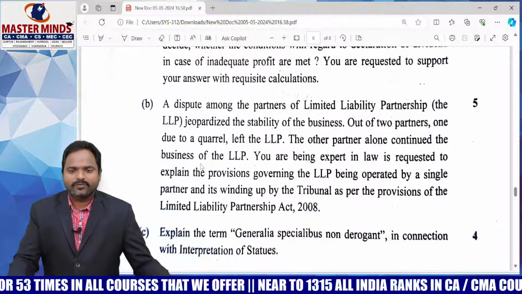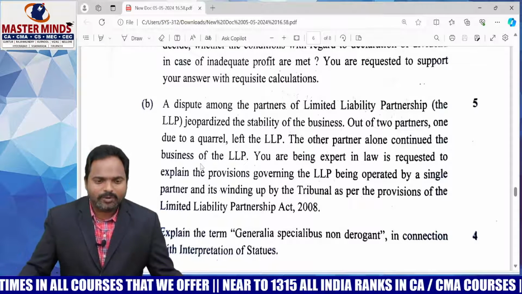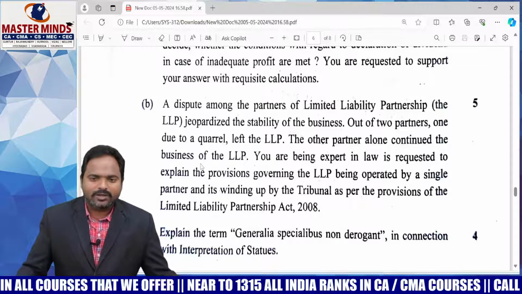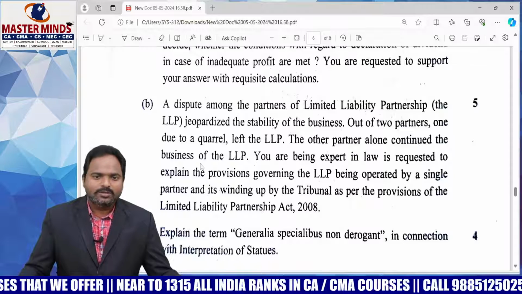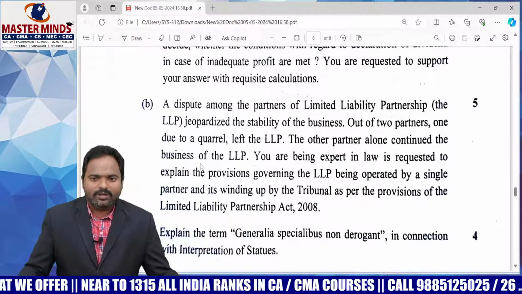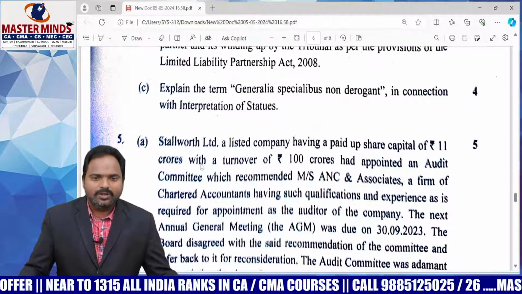A dispute among the partners of an LLP under the LLP Act. So, this is about reduction of the number of partners, section number 6. And not only reduction of the number of partners, compulsory winding up by the tribunal is also there. So, both sections you have to quote for 5 marks actually.